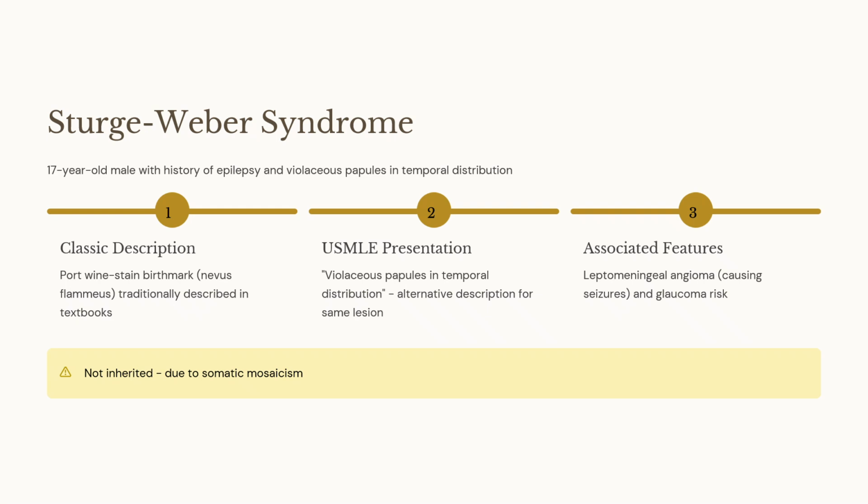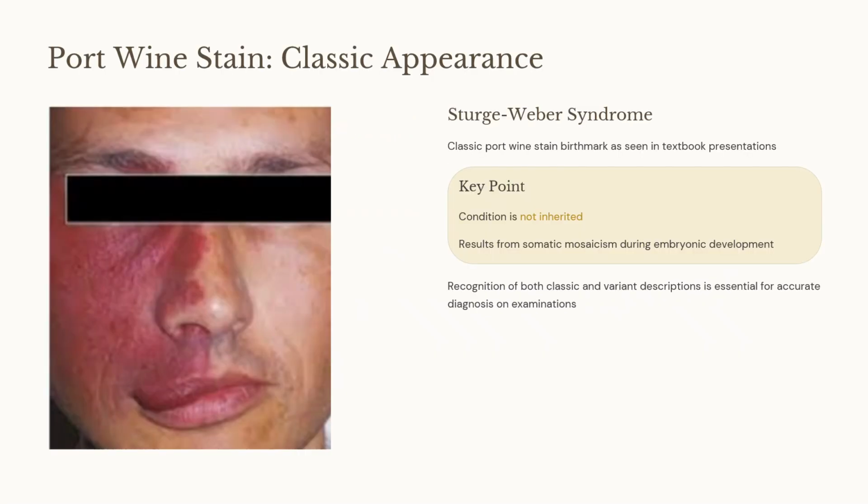In addition to it, there can be leptomeningeal angiomas which cause an increased risk of seizures as well as glaucoma risk. So this is the typical port wine stain that you see here. What we need to know is this is not autosomal dominant, this is not autosomal recessive, it is not inherited at all. It results from a somatic mosaicism during embryonic development.